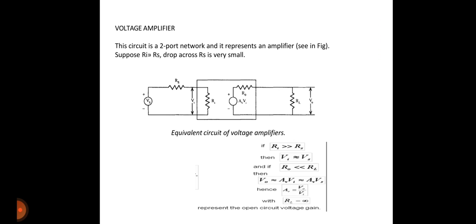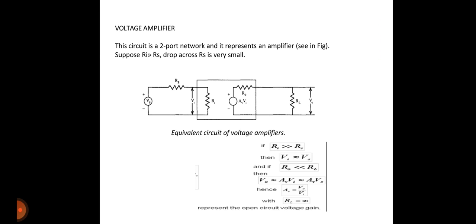At the input side, we always compare the input resistance with the source resistance, and the load resistance with the output resistance. Here the circuit is a two-port network and it represents an amplifier. Suppose Ri is very much greater than Rs, the drop across Rs is very small, therefore we neglect Rs. Similarly, if RL is very much greater than R0, then we can ideally neglect R0.